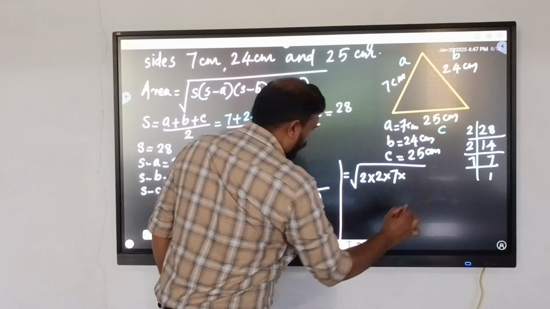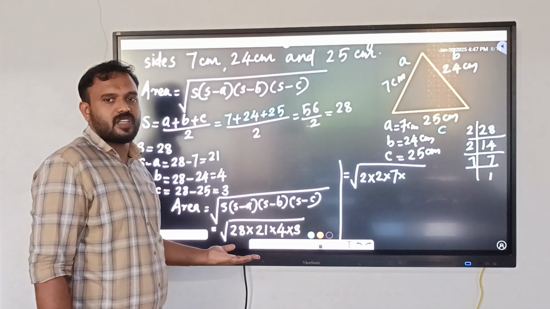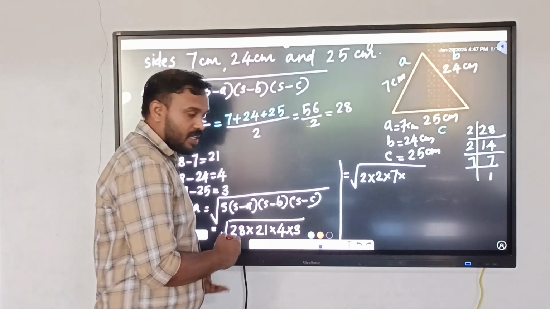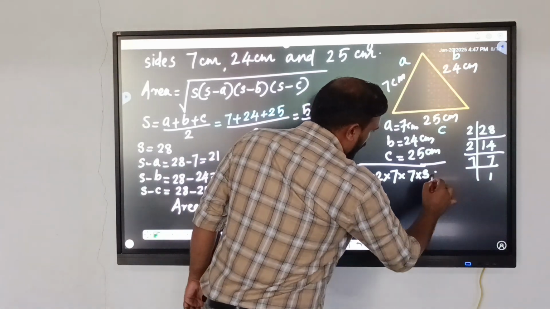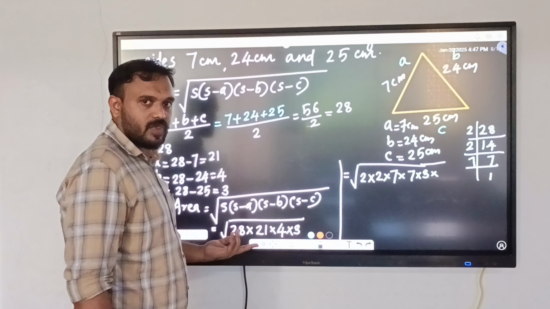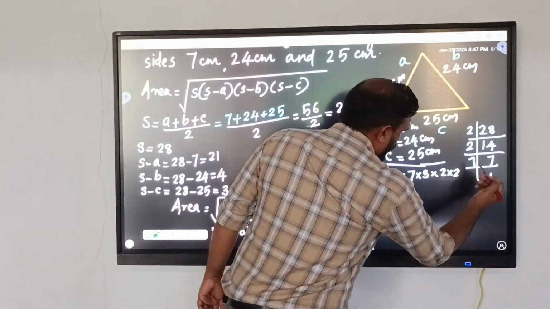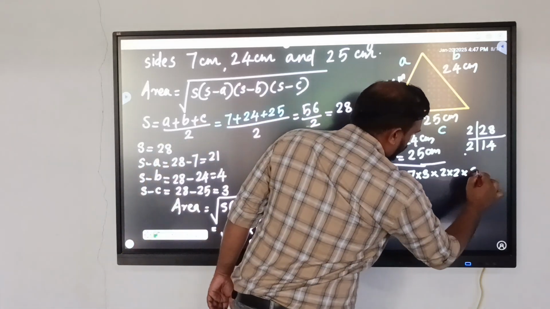into 2 into 7. Then similarly, 21 is very simple. How can we express 21 as a product of prime numbers? That is 7 into 3 or 3 into 7. Then into 4, that is 2 into 2, and into 3.